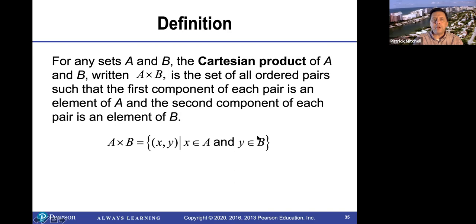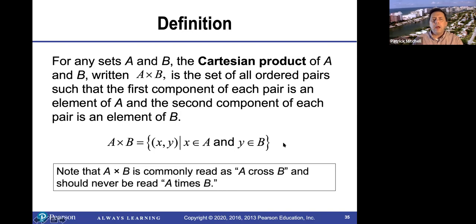So in set builder notation, it's the set of all pairs (x, y) such that x is an element of A and y is an element of B. Notice that I read this as A cross B. It should not be read as A times B, for the same reason that you don't read the complement of B relative to A as A minus B. Right? Times is something you do to numbers. It is not something you do to sets.